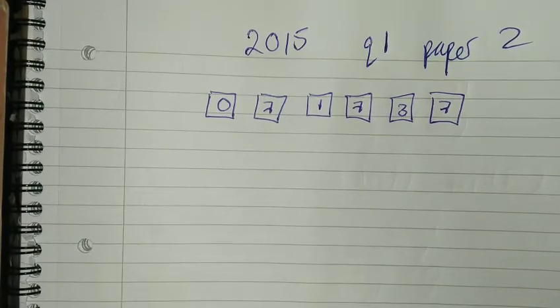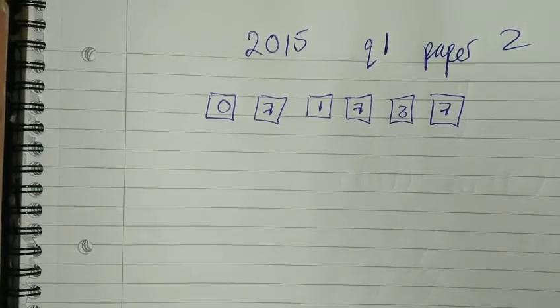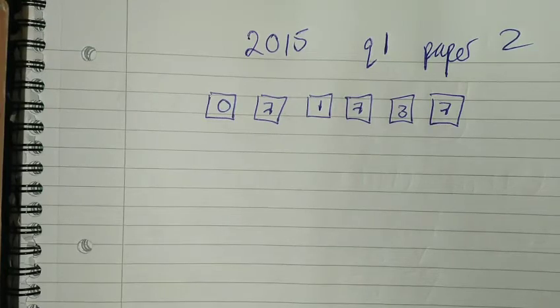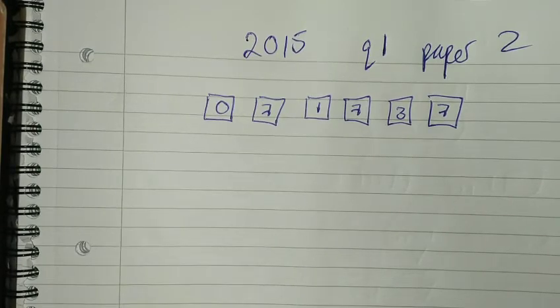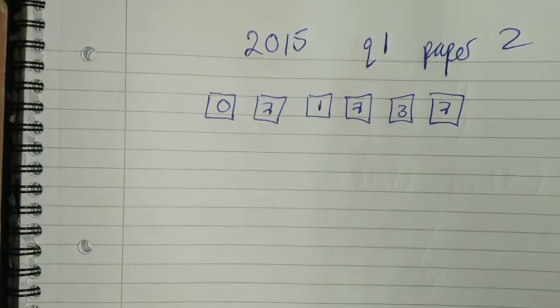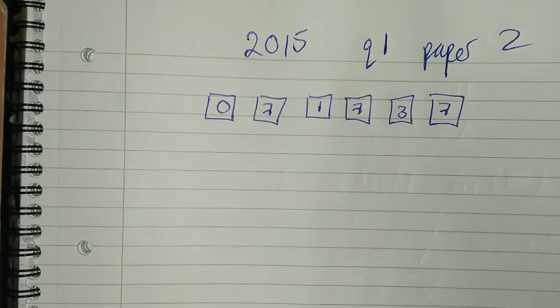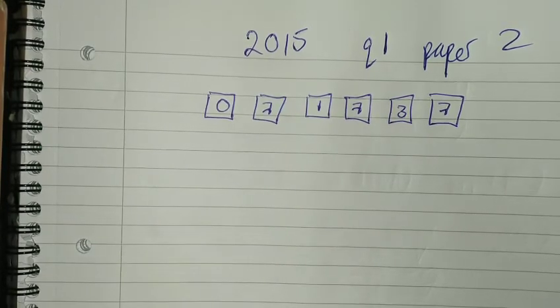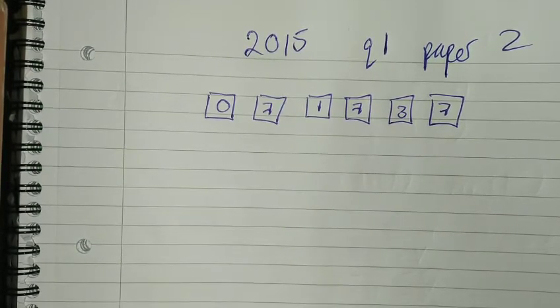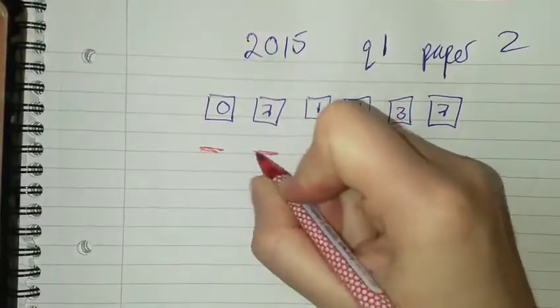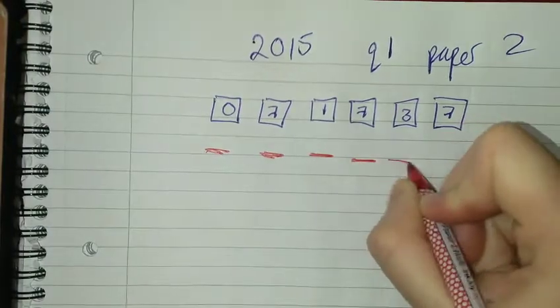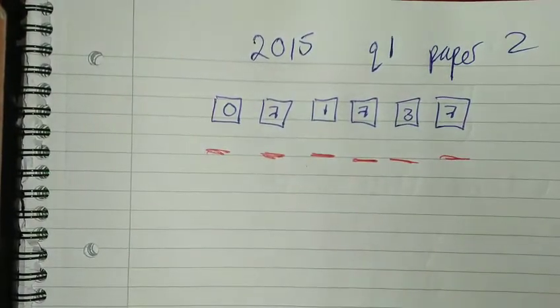So here you have the 2015 question 1 paper 2, and this is a question on probability. The question says, a bank issues a unique 6-digit password to each of its online customers. The password may contain any of the numbers 0 to 9 in any position, and the numbers may be repeated. For example, the following is a valid password. So the important thing to take from that is the password is going to contain 6 numbers.